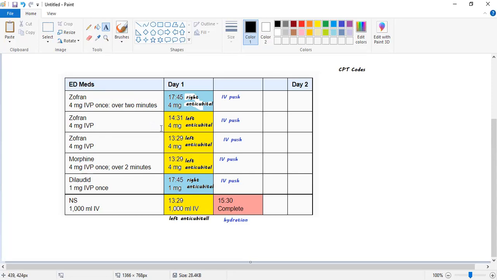So here, the ED physician gave Zofran 4 mg, right? So this is day one. Another Zofran 4 mg IV push. Another Zofran 4 mg IV push. Morphine 4 mg IV push over 2 minutes. Dilaudid 1 mg IV push. Once and NS. This is hydration, right?